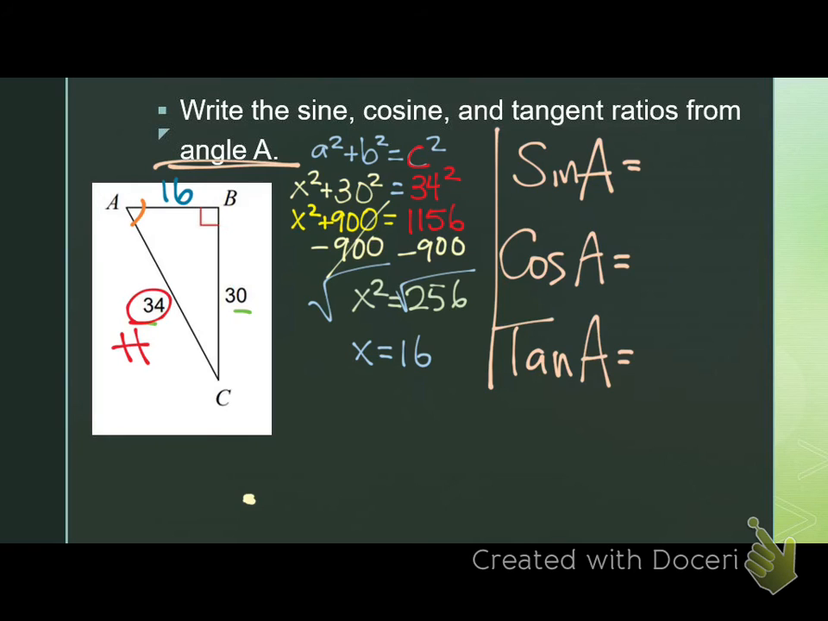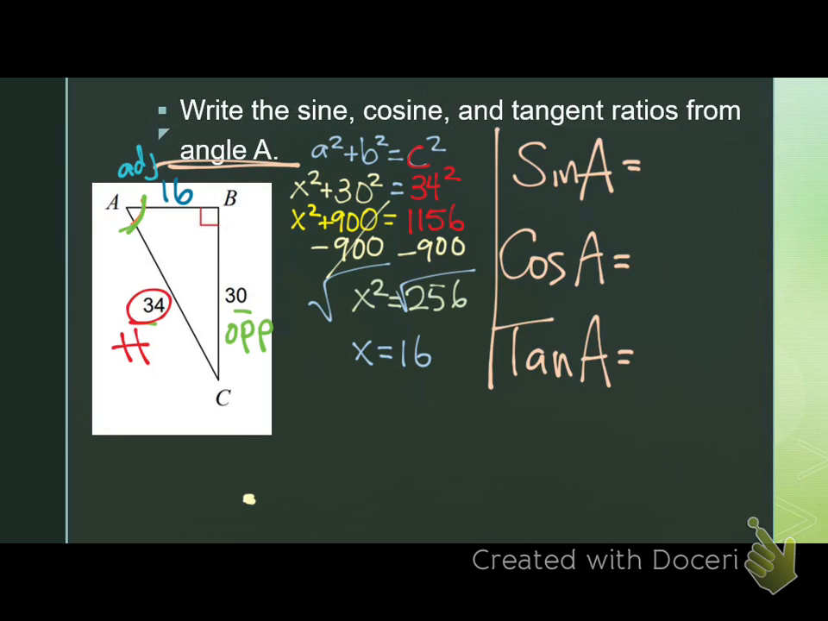Anyways, okay. So from angle A, we need to label all of the sides. From angle A, my hypotenuse, I already labeled it because we plugged it into the Pythagorean theorem. So, which of these is my opposite? From angle A, it's 30. The opposite is directly across from the angle, not either of the sides it's connected to. So 30 is the opposite, which means 16 is the adjacent.